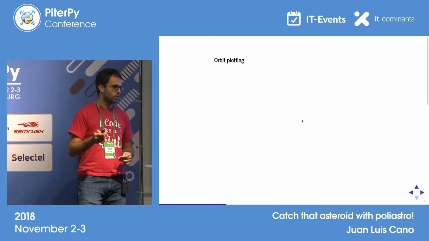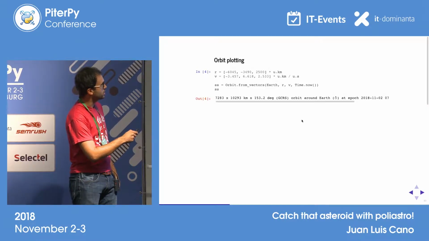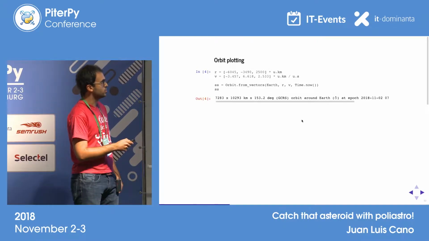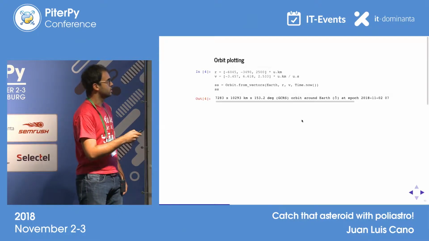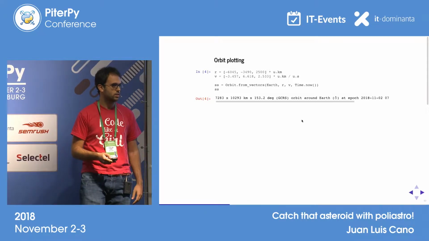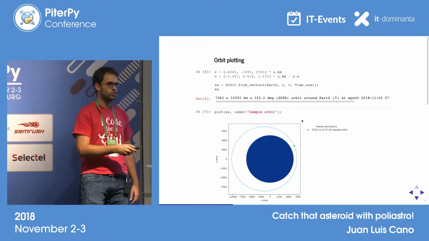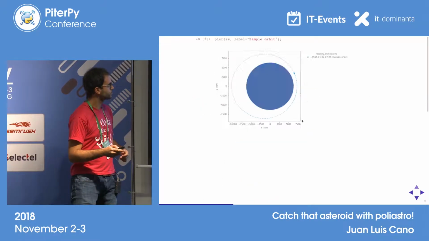So this is a glimpse of what you can do with poliastro. You can do orbit plotting. Here you specify the position and the velocity, and you say that this is an orbit around the Earth at the moment that is now. If you just display this, it gives you some information about the orbit itself. And then you can just visualize a very schematic plot of what it looks like.